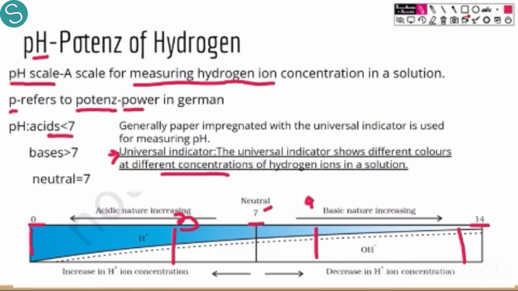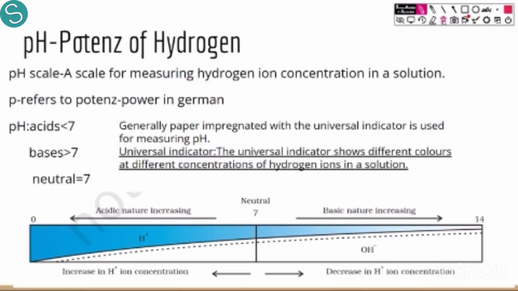I hope this is clear that firstly, from 0 to 14 there are 14 divisions in a pH paper. 7 is the midpoint, which represents that a solution is neutral. Towards the left, all substances are acidic in nature and acidic nature keeps on increasing. Towards the right, all the substances are basic in nature and the basic nature keeps on increasing. Solutions with pH more than 7 are basic, with less than 7 are acidic in nature. So this is what a pH scale represents.